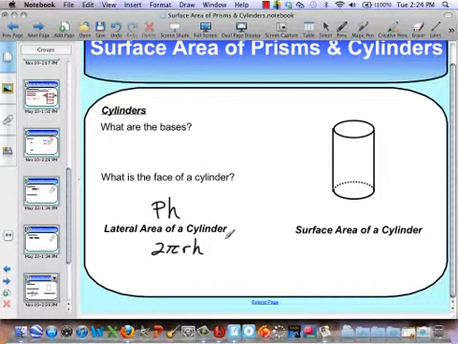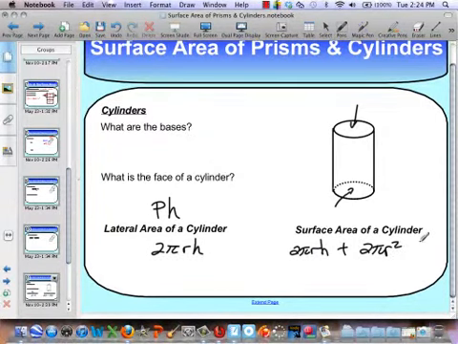Well, what shape are my two bases? Circle. How do you find the area of a circle? Think about this for a minute. You got it. Pi r squared. Now, how many of those do we have? 2. So your total surface area is 2 pi r h plus 2 pi r squared.